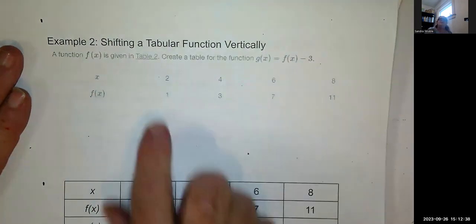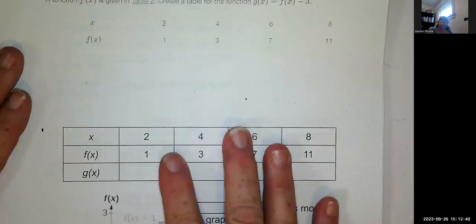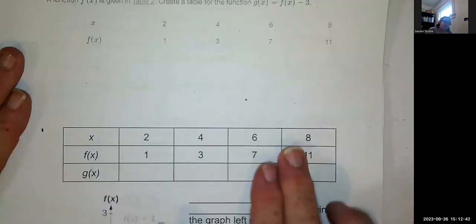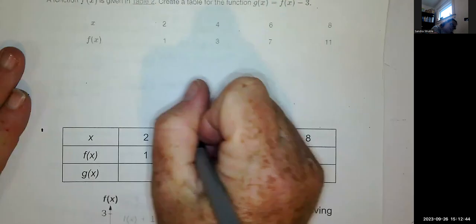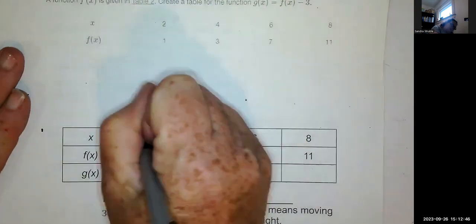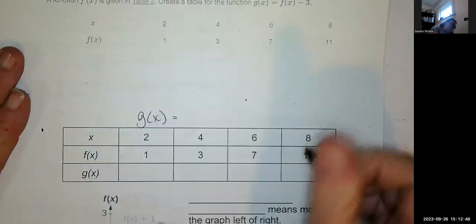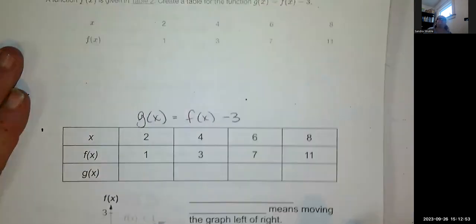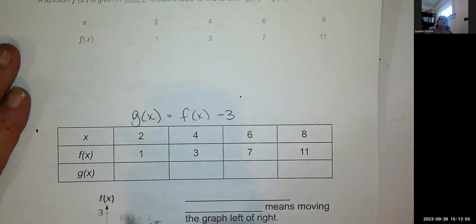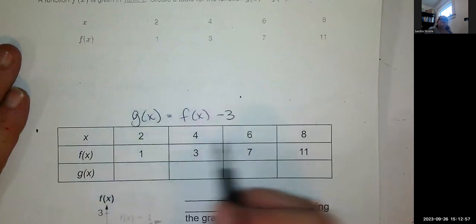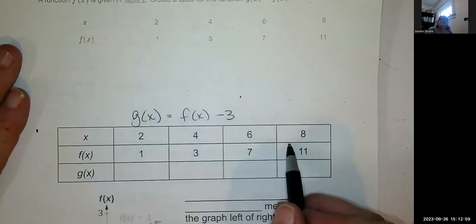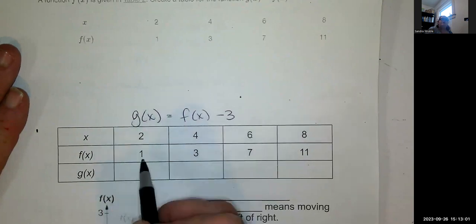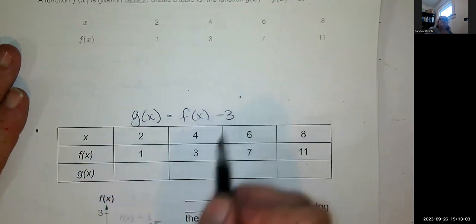All right. So we're going to come down here. They just took the same table we have here and moved it here. I'm going to rewrite that g of x, which is our new one, is equal to f of x minus 3. Okay. So we've got the original function right here. The original x is here. Now g of x is just telling us to take f of x and subtract 3.